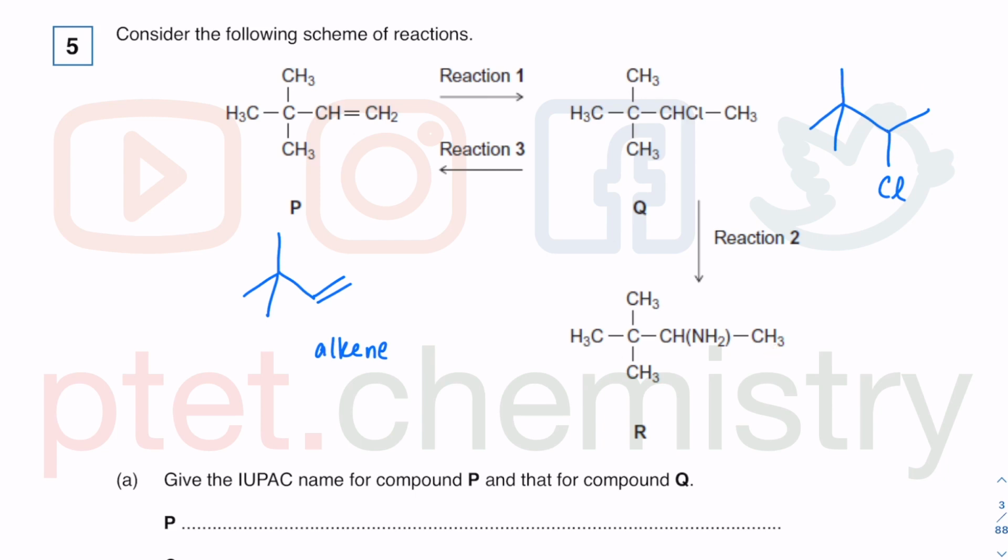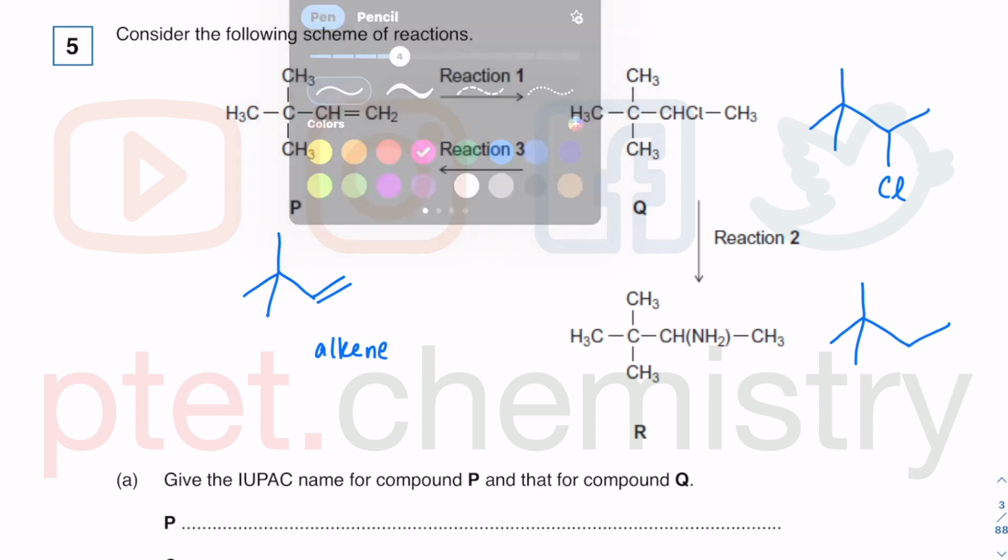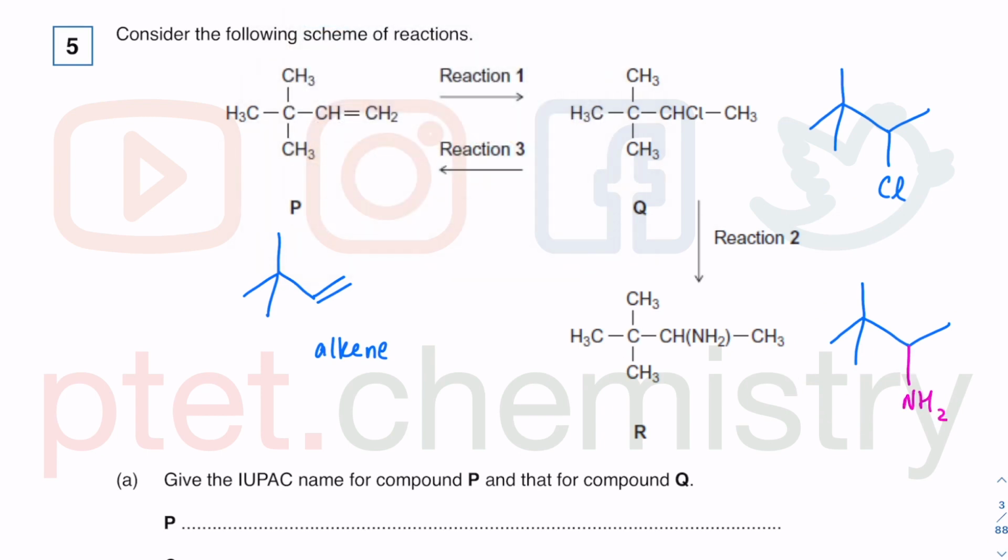Next up, if you look at the formation of R, it's actually going to look pretty similar to Q, except that I have replaced the Cl with NH2, which is the amine group there. And the nitrogen of the amine is bonded to 1 other carbon. This is what you call a primary amine.